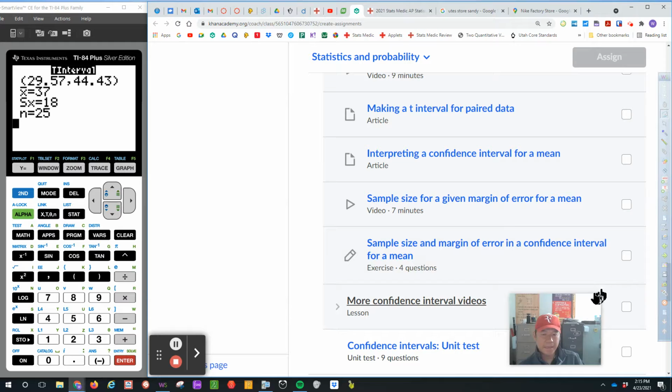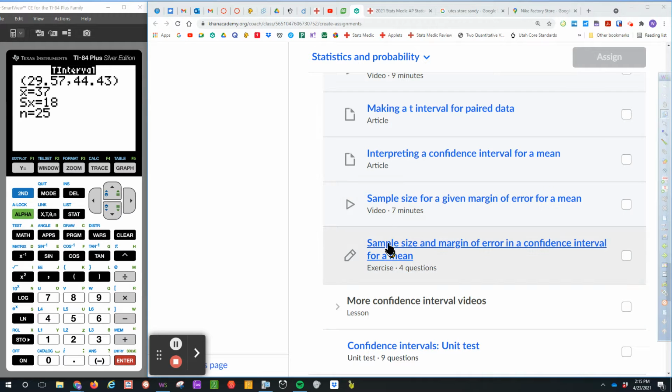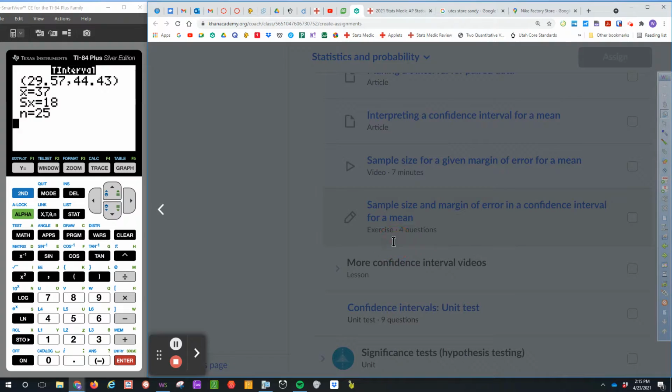So today we are going to do an exercise, which is to find the sample size and the margin of error in a confidence interval for a mean. So let's click on that.